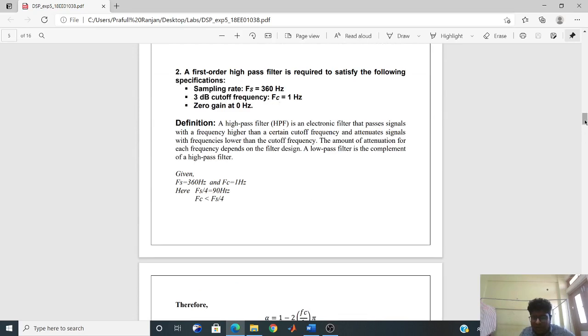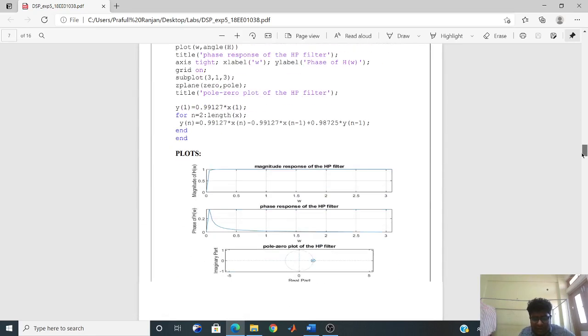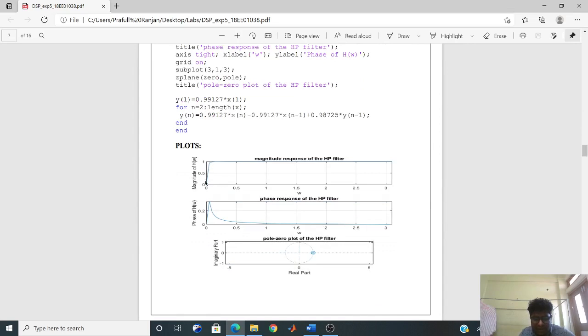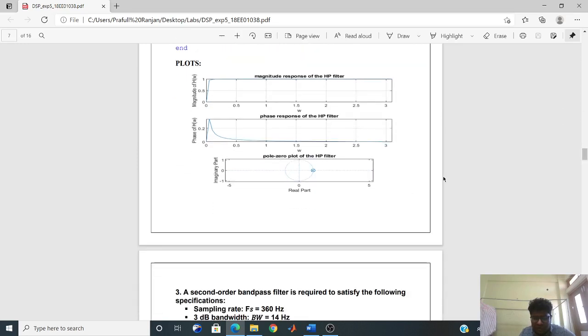Yeah, it is 1 hertz. So less than 1 hertz, it is coming almost zero. We can say that it is zero, and after that it is giving one, like a high pass filter. It is working as a high pass filter, whose cutoff frequency is 1 hertz, and this is the phase response for the same. We can see that the phase response is decaying after that.